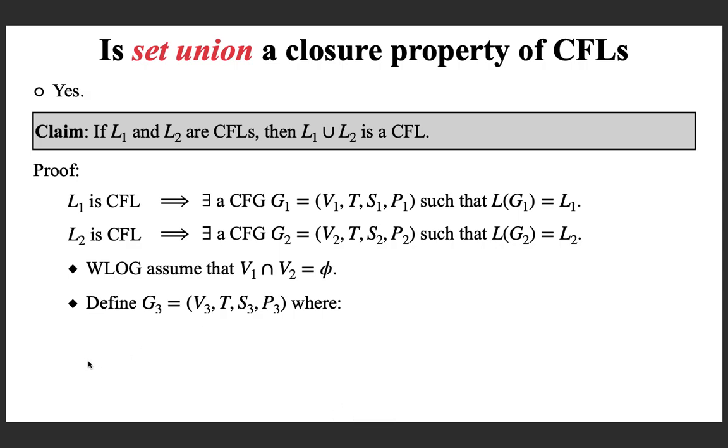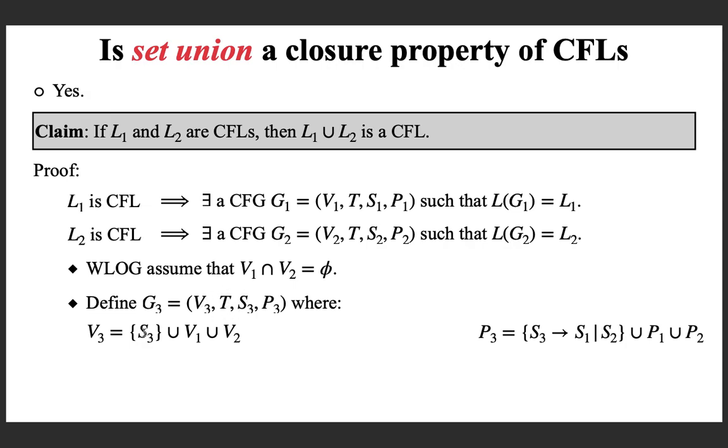Now, we can define a grammar G3 with a set of variables, a set of terminal symbols, a start symbol and a set of productions, where the variable set is all the variables in the first grammar union all the variables in the second grammar. In addition to that, we are adding one more variable S3, which is going to be the start symbol of that grammar. And the terminal set is the same; note that L1 and L2 are over the same terminal set or alphabet, and that is the same for this grammar as well.